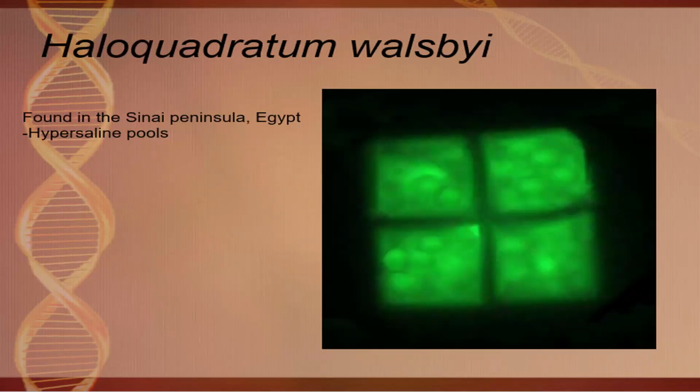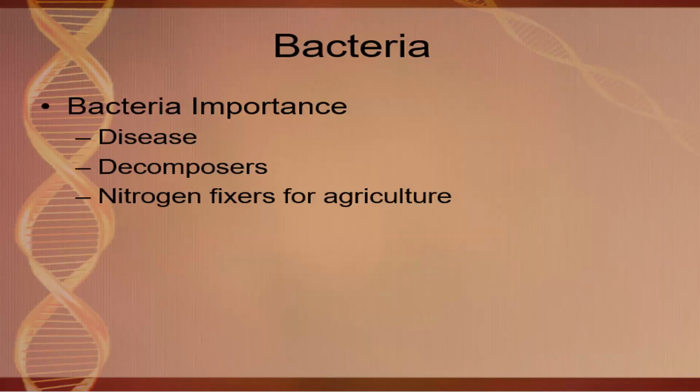Here is a species of archaic bacteria that we're going to learn about. It's called Haloquadratum walsbyi. It is found in the Sinai Peninsula between Egypt and Israel, and it occupies these hypersaline pools. That hypersaline means very, very salty. So salty, in fact, that these are one of the only organisms you will find in these pools. It's the only place in the world that you will find these, and this is an electron micrograph showing Haloquadratum walsbyi.